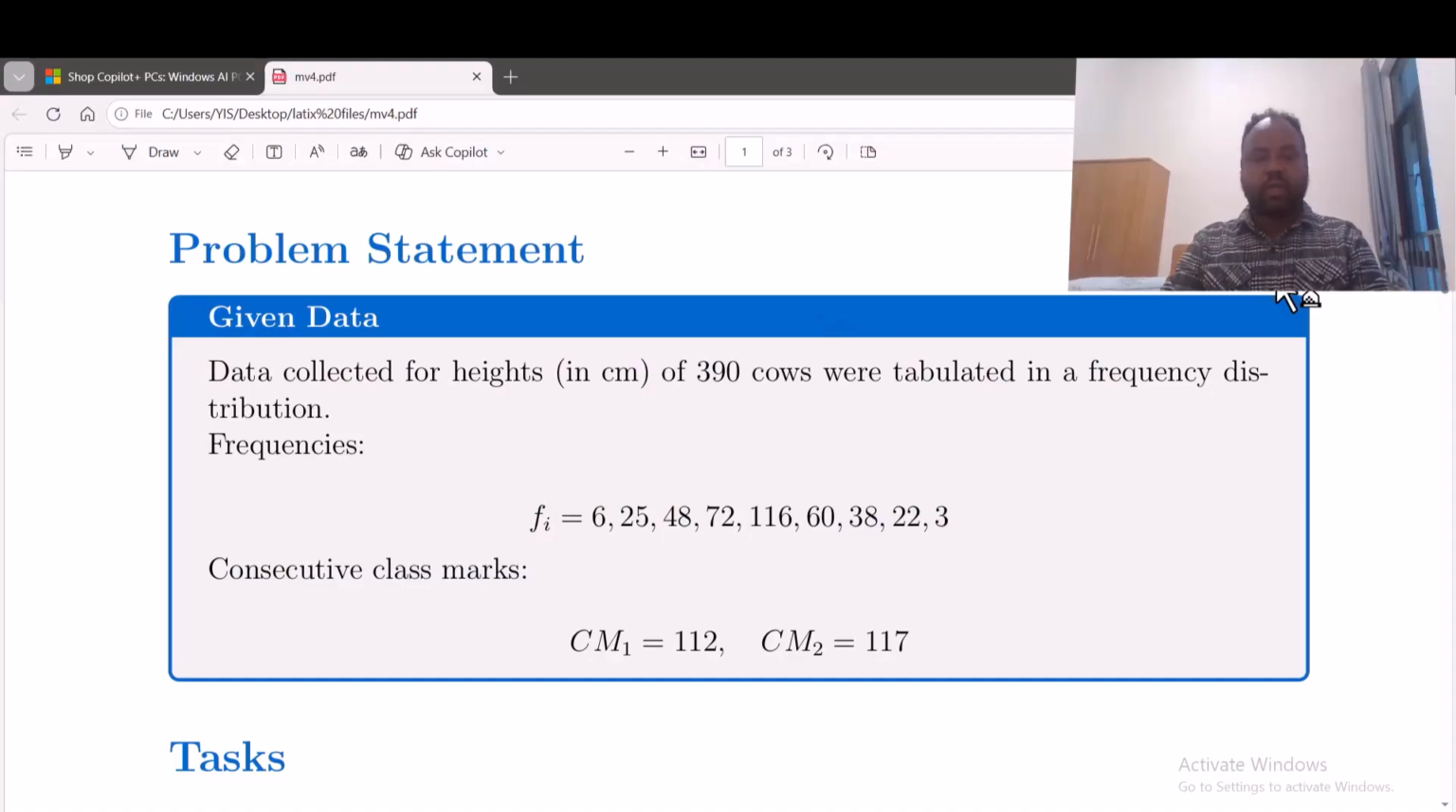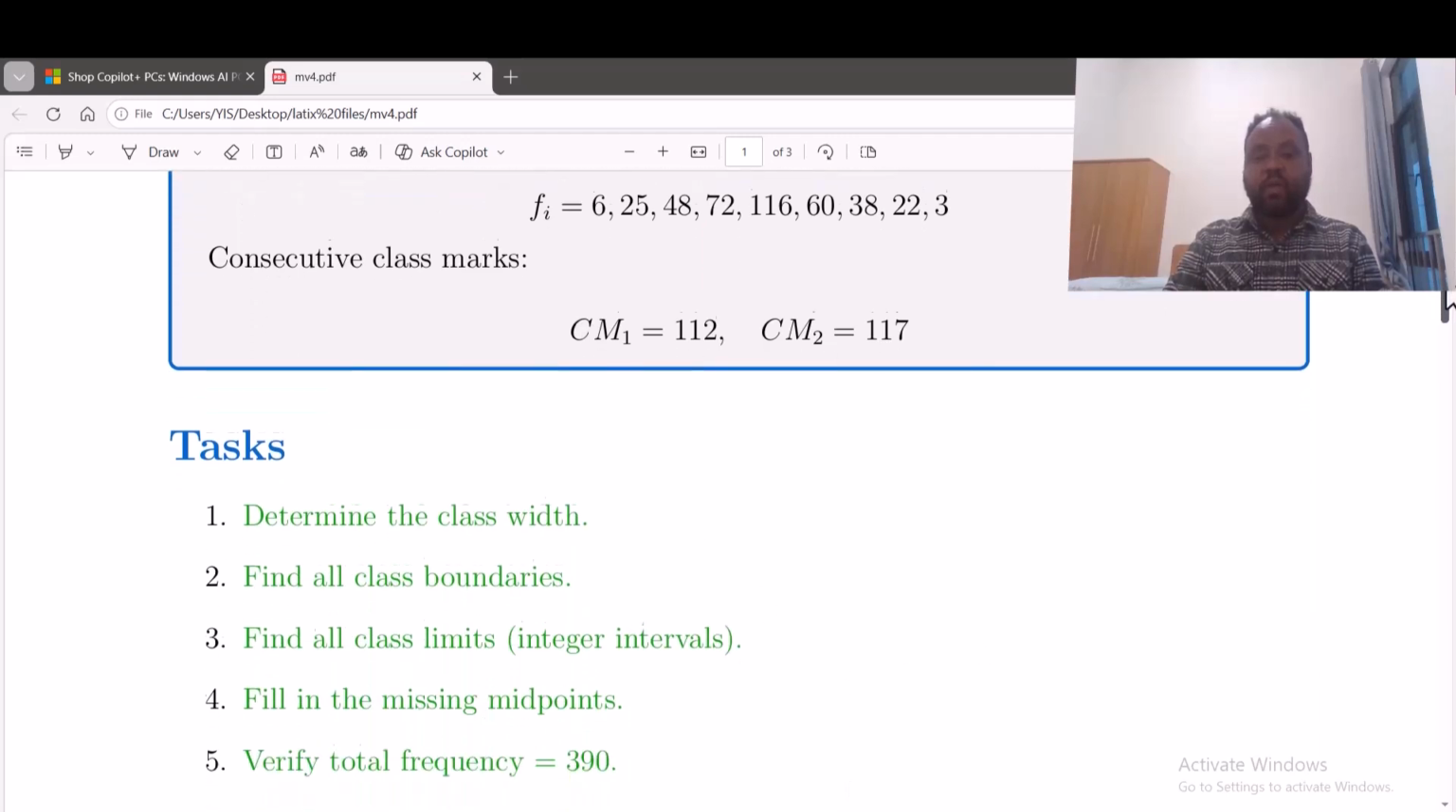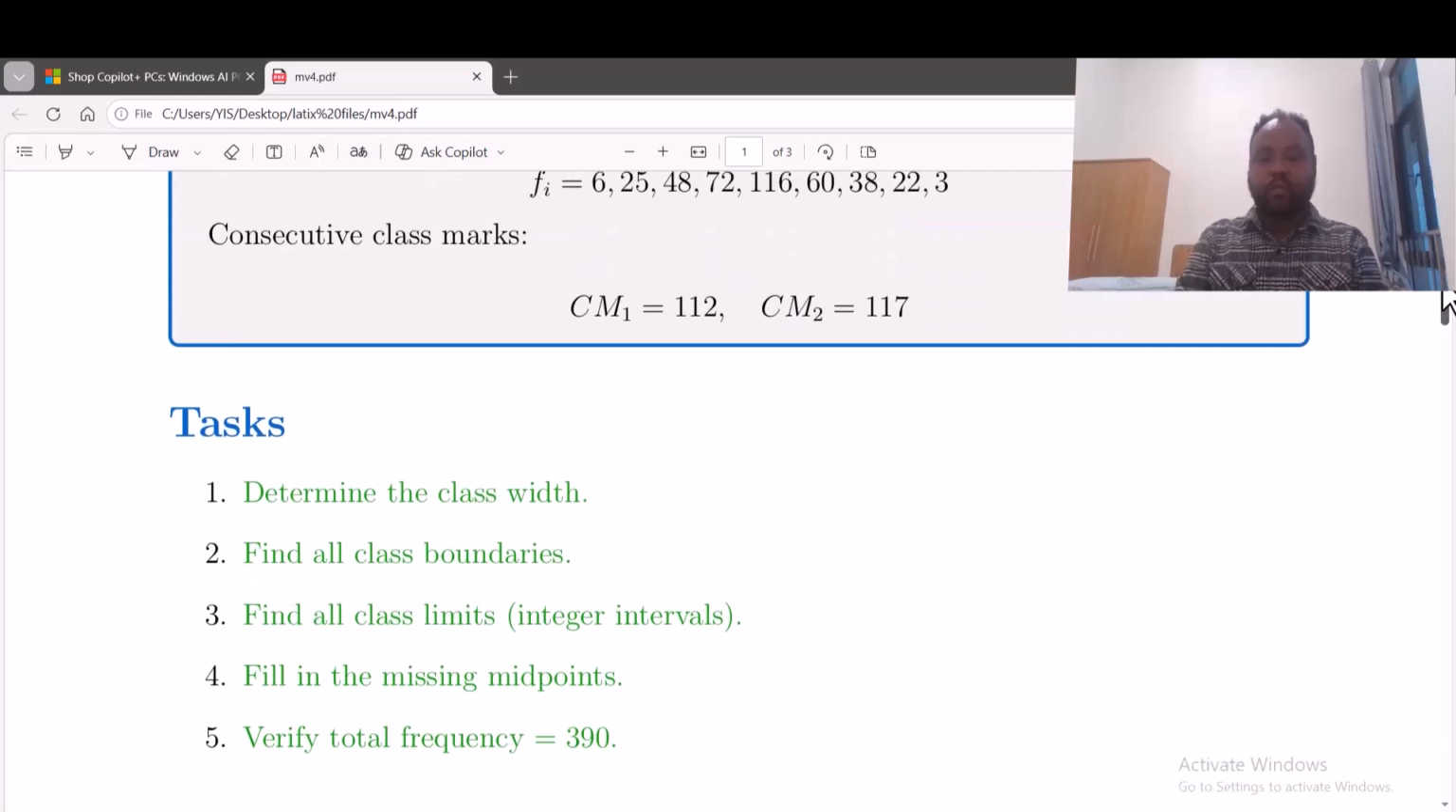Proceeding directly into the problem statement, data was collected for heights in centimeters of 390 cows and tabulated in a frequency distribution, from which the frequency table is given. The frequency column is fully given, and the other given information is the class marks of two consecutive classes, meaning the class mark of class 1 and the class mark of class 2. Class mark is nothing but the midpoint of a class.